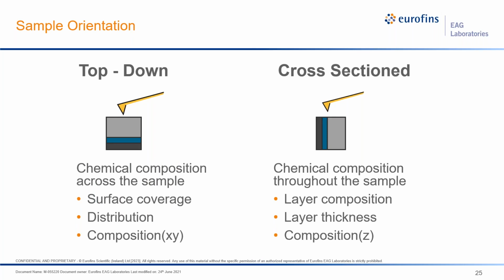So depending on the type of question that you have, you can orient your sample differently. If you're looking at the distribution of species across your surface, then you can just look at it in a top-down view to look at either the coverage, say, of a coating or the distribution of certain compounds. But if you're looking for differences as a function of depth or Z, then often it's better to cross-section the sample to expose that Z-axis so that we can look at the layer or depth composition as well as different thicknesses of different materials within the sample.